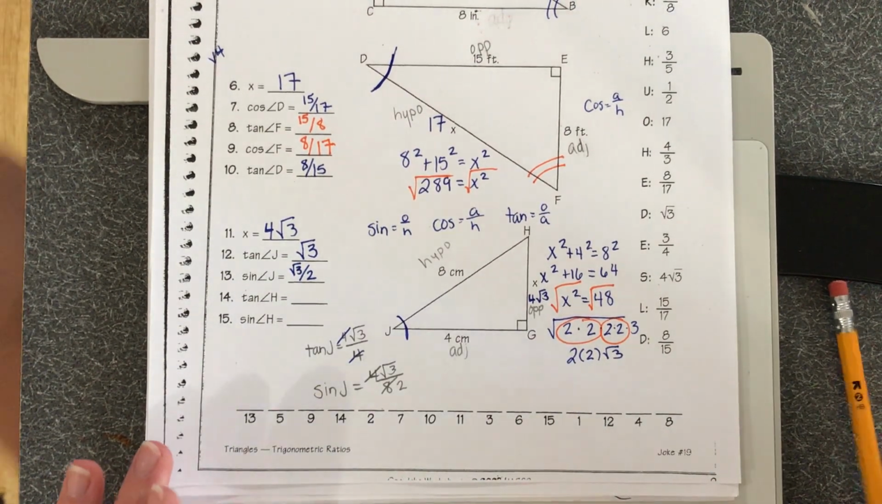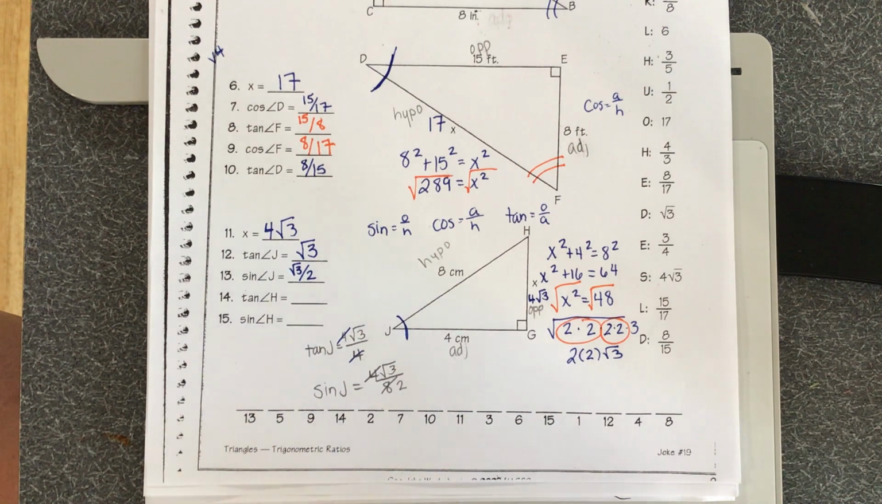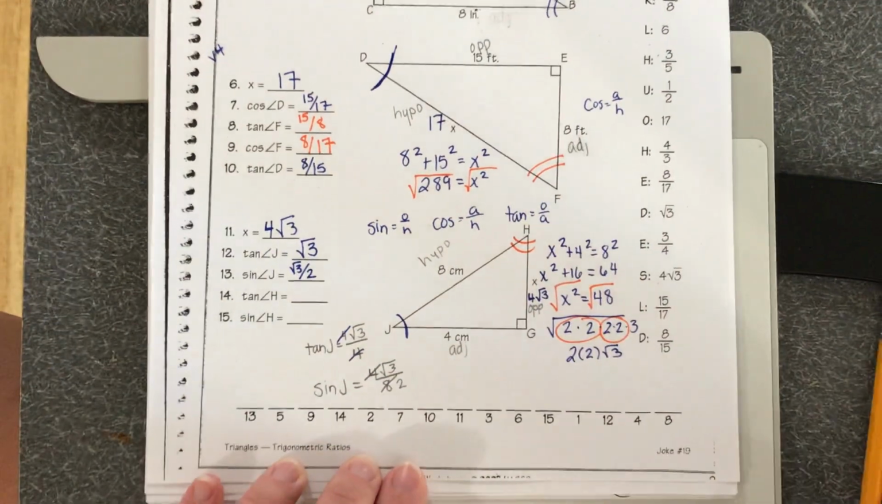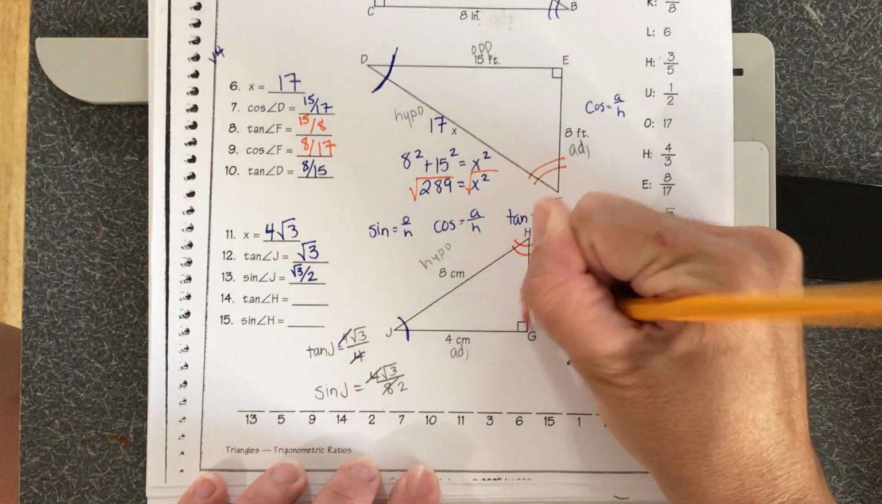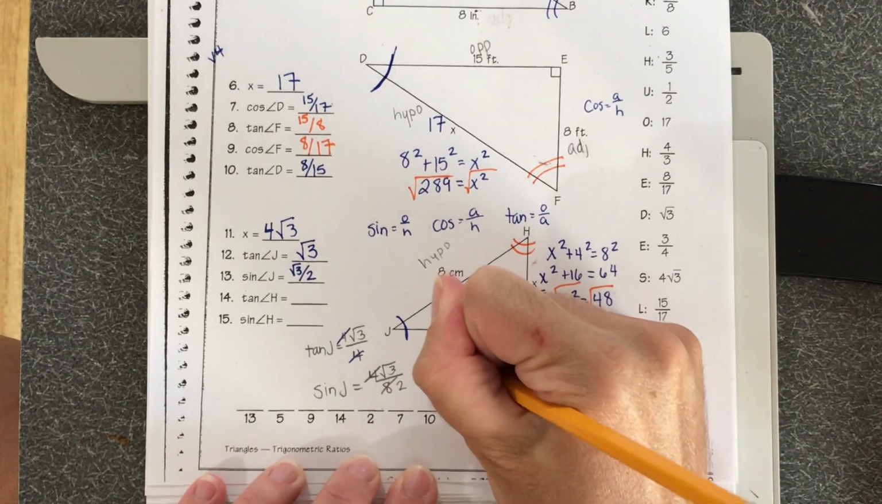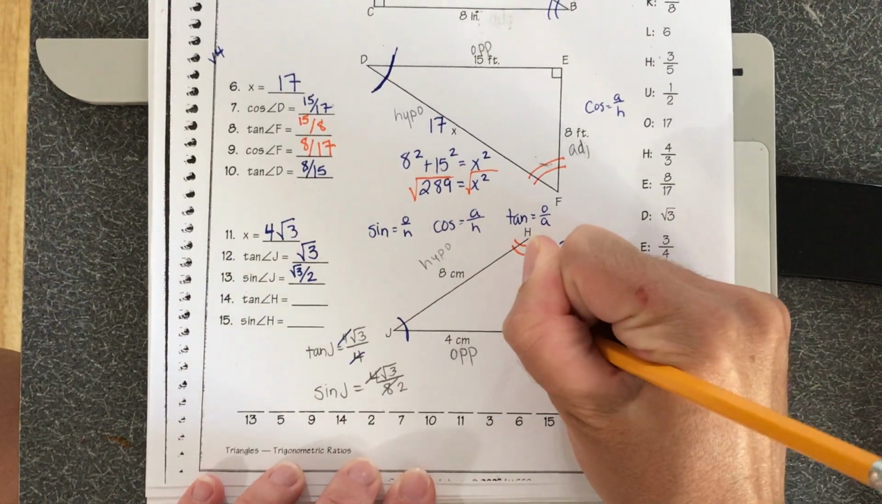Now let's relabel. So now we're going to be looking at angle H. So instead of being my opposite, I'm going to switch these two. This is now my opposite, and this is my adjacent.